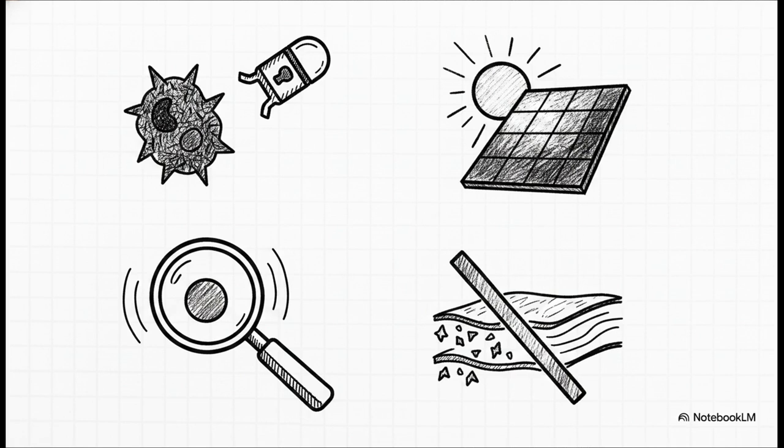surrounding healthy tissue. In energy, quantum dots are being used right now in solar cells to harness a much wider range of the solar spectrum, massively boosting their efficiency. For environmental monitoring, we use graphene sensors that are so sensitive they can detect a single solitary molecule of hazardous gas. And nanostructured membranes are completely revolutionizing water desalination by super efficiently filtering out salt ions and contaminants.